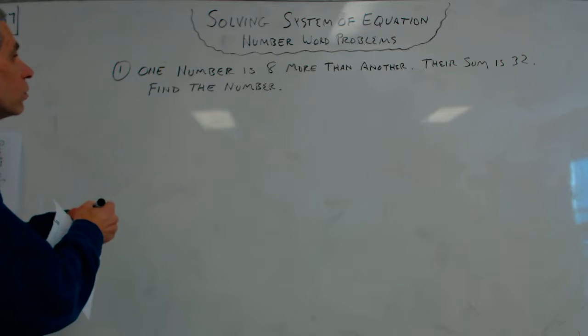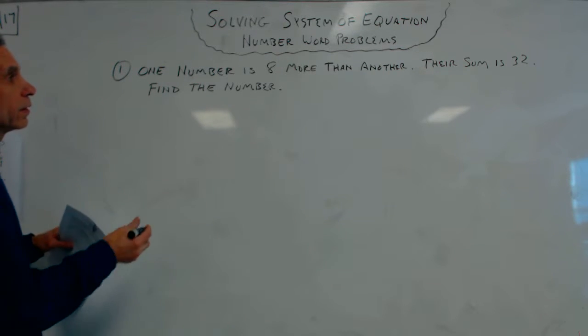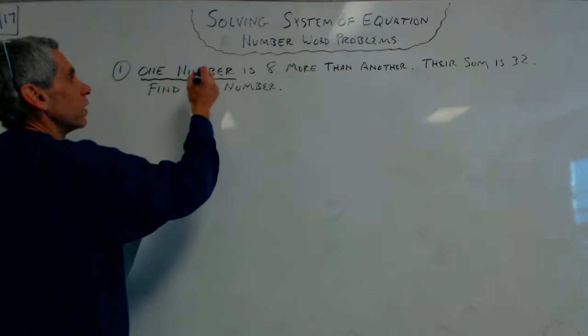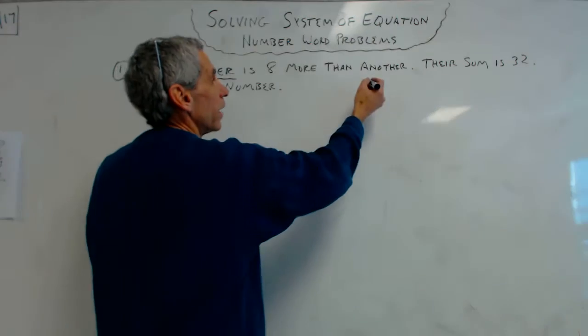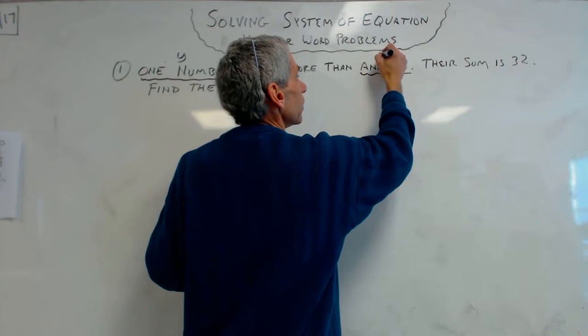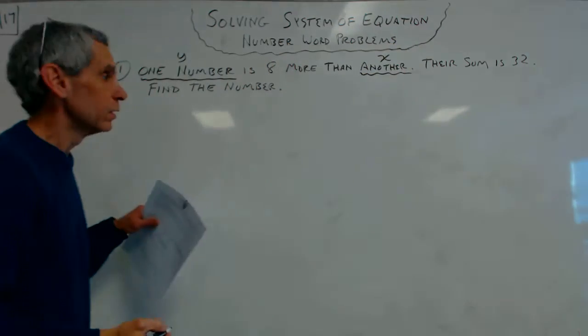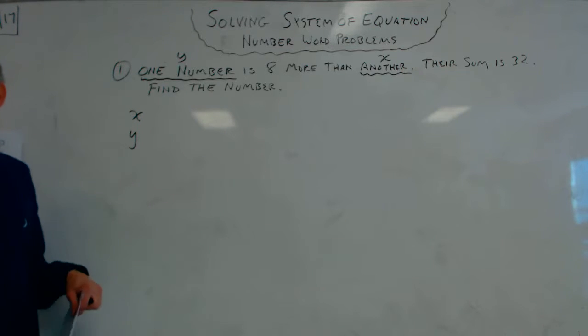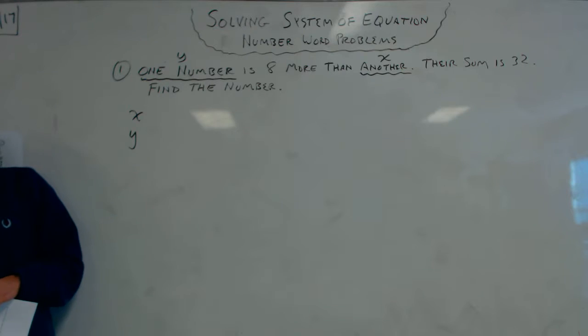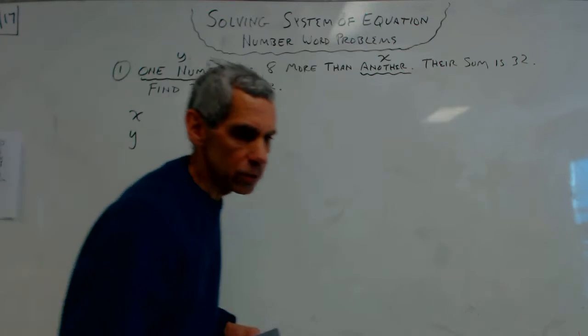Okay? So it says one number. I'm going to underline one number and put a y above it. One number is 8 more than another. I'm going to underline that and put an x above it. So right here, my two numbers are x and y. You with me? Yep. X and y. I hope this is all on here. Yes, it is.